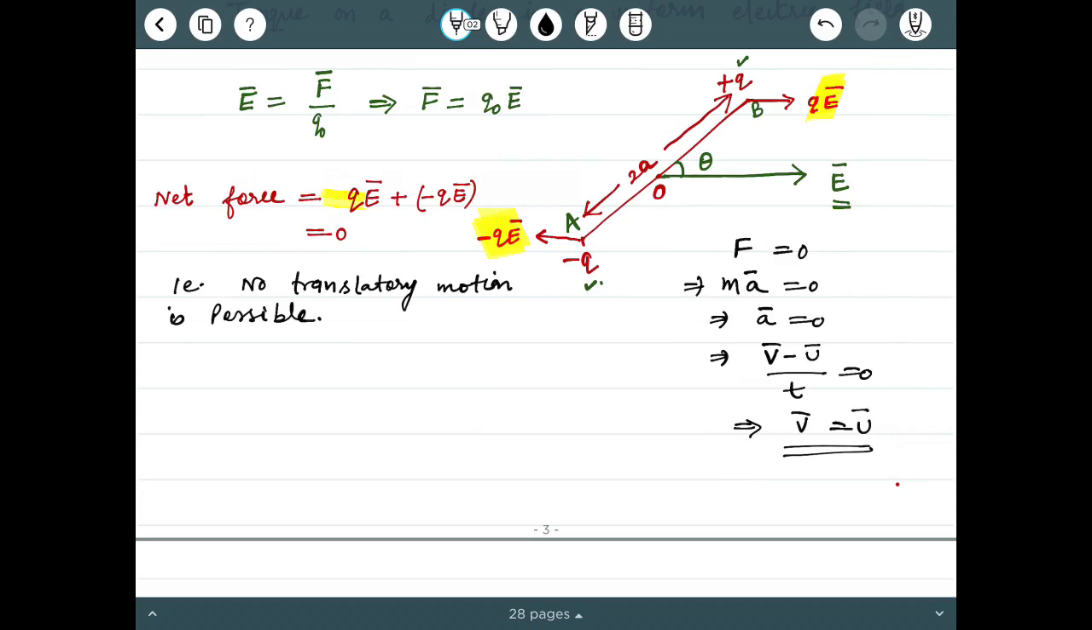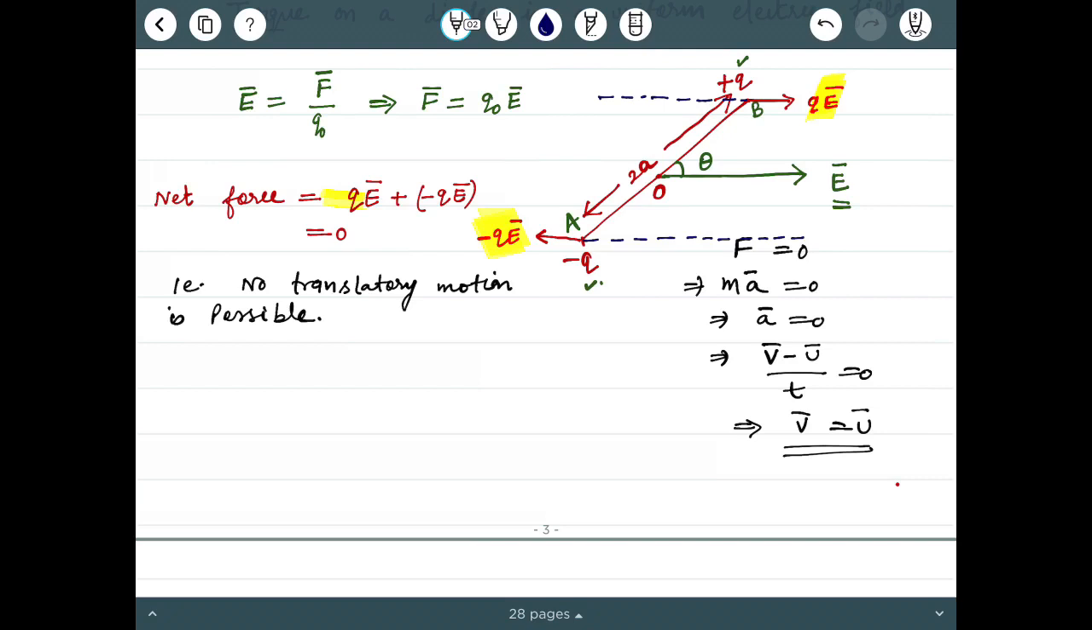But if you see the diagram, the lines of action of these forces are different, and I will draw those lines. This is the line of action for this force, and this will be the line of action for the other force. So the lines of action of the forces are different.